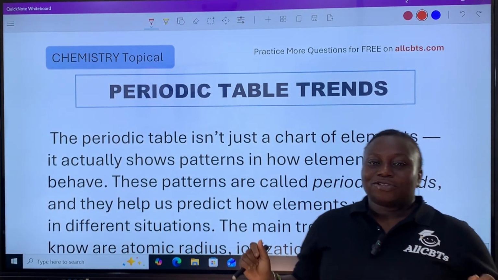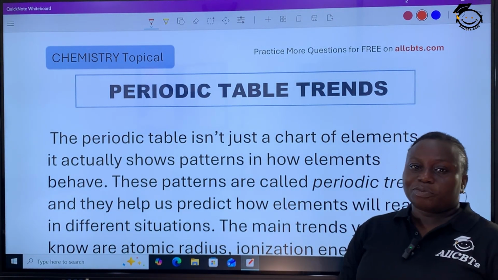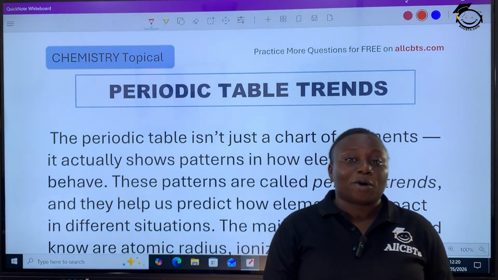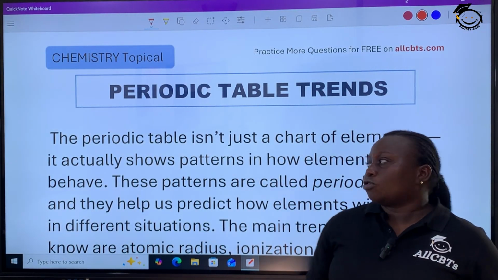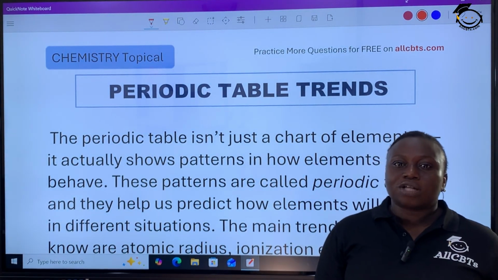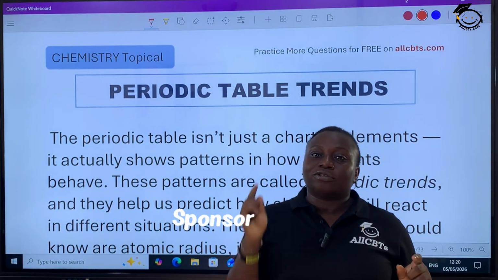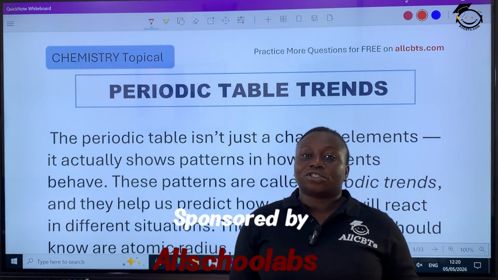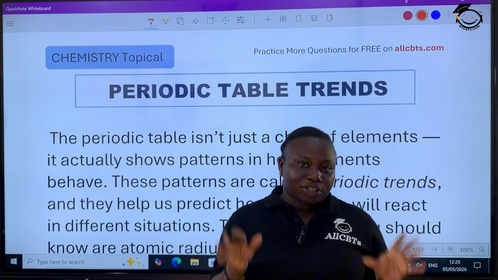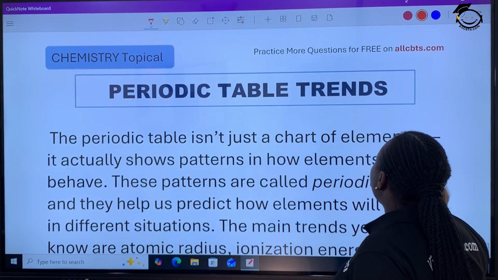Welcome back. Today we're going to be looking at the periodic table. I'm sure you have all heard about the periodic table. In fact, you have seen the diagram, the picture of the periodic table that contains the elements. But today we want to dissect this periodic table. We want to show you the trends, what happens on that periodic table, so that when you see it, you can know and understand what you are seeing, because there is more to it. Now, the periodic table isn't just a chart of elements.